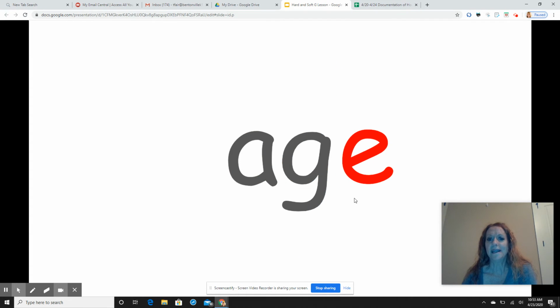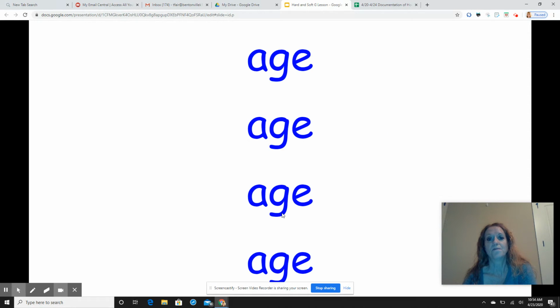Okay, we got the word age. We know that word is age. And we see the E, that's why that G says J and not G, because it has an E after it. Okay, let's look at some words that we can build using these letters here.